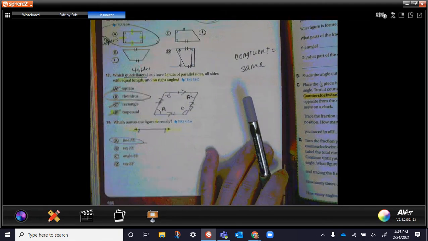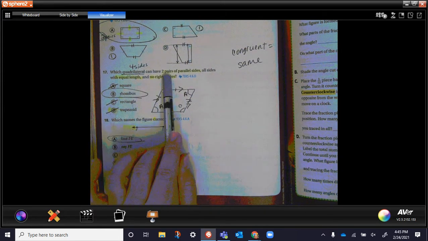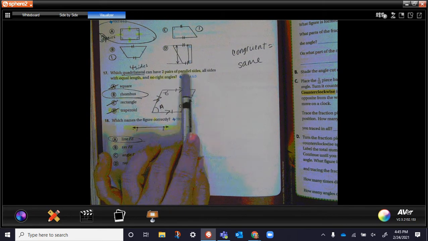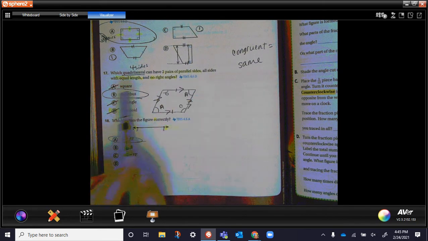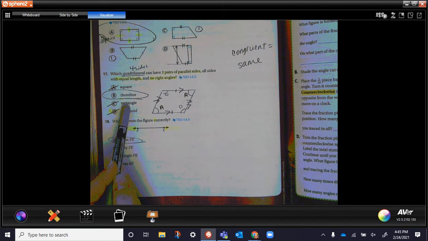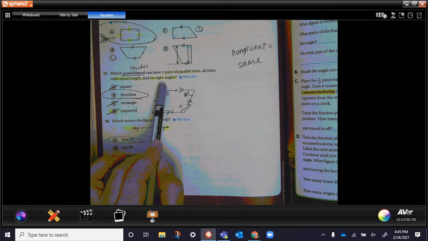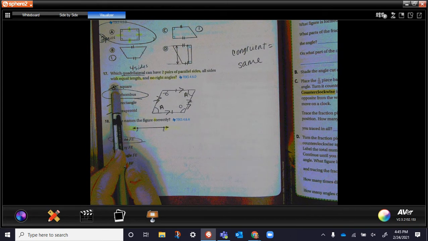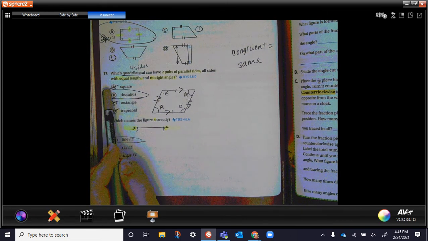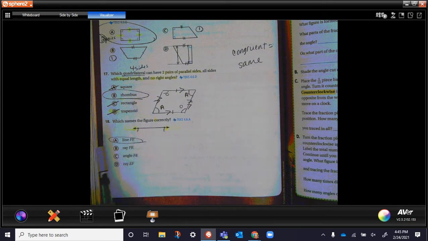Then we drew a rhombus. First we looked at the attributes. It said two pairs of parallel sides, so we took out trapezoid because a trapezoid only has one. Then all sides are equal, so we took out rectangle because a rectangle doesn't have all equal sides. We were left with square and rhombus. Then it has no right angles, so we took out square because a square has all right angles. So that was a rhombus, and we drew it here to show.